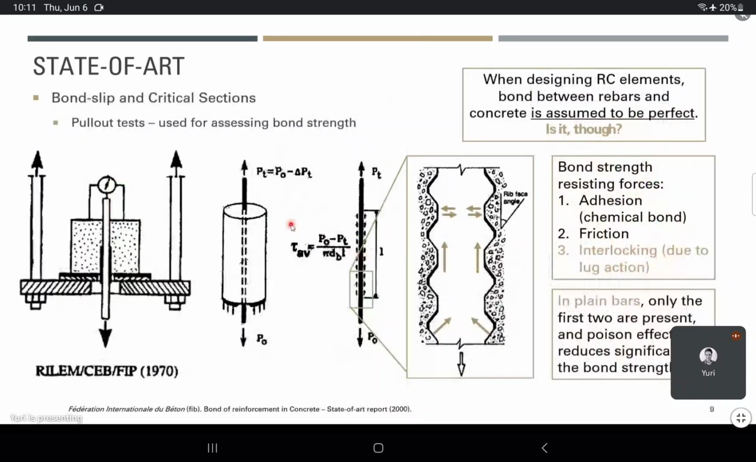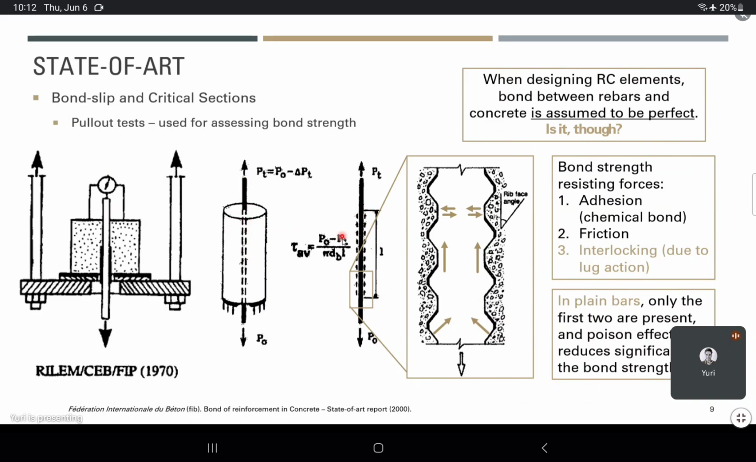Specifically about plain bars, and reinforced concrete structures in general, we assume that reinforced concrete has a perfect bond between concrete and steel. Is it, though? For example, we have a pull-out test here in which we can check how much is the bond strength between the reinforcing steel and the surrounding concrete.